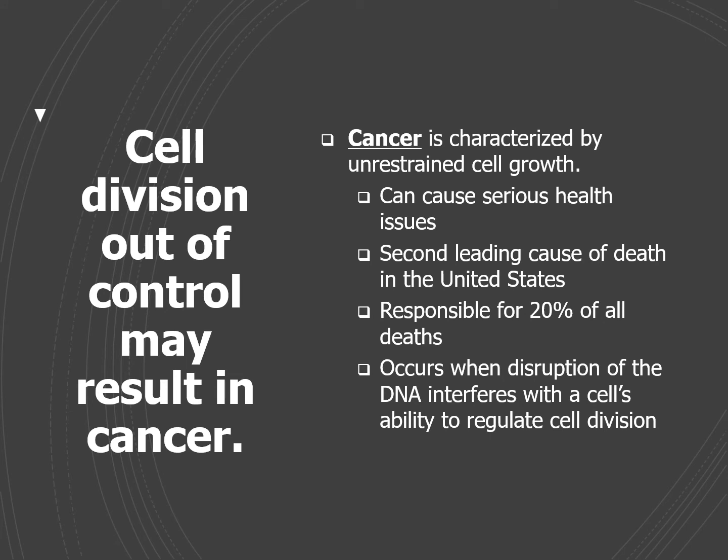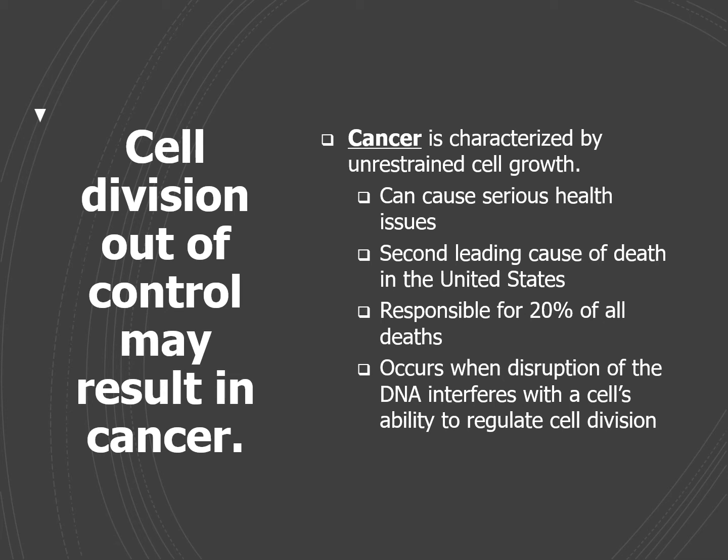Okay, so moving on from those processes, let's talk about what happens if cell division gets out of control. That can result in cancer, and that's not a good thing. Cancer is characterized by unrestrained cell growth. It can cause serious health issues. It's the second leading cause of death in the United States. The first is heart disease. It is responsible for 20% of all deaths worldwide, and it occurs when disruption of the DNA interferes with a cell's ability to regulate cell division.